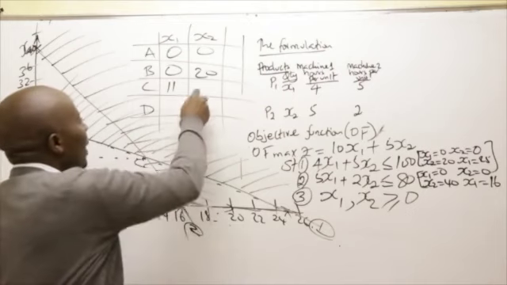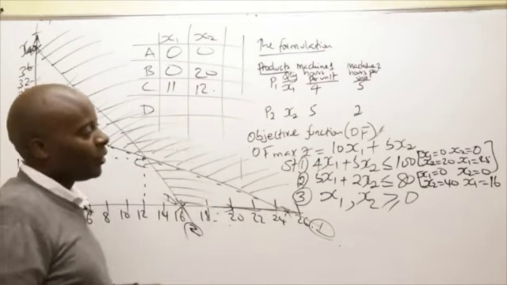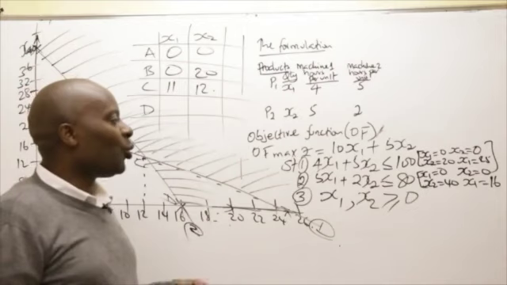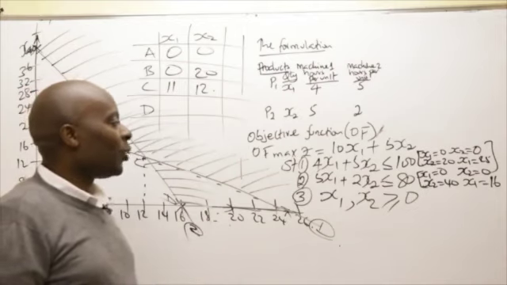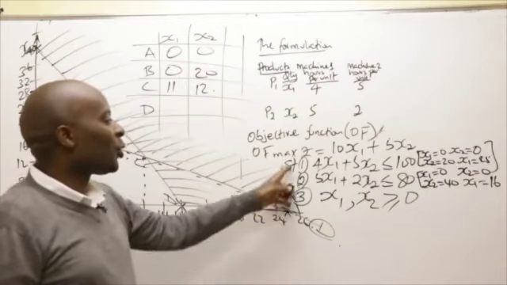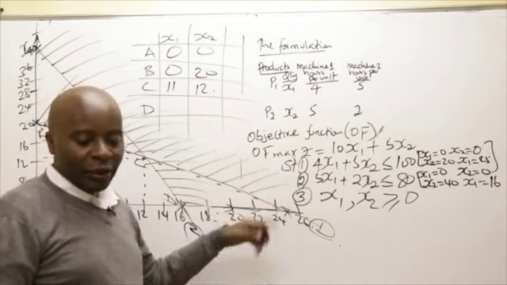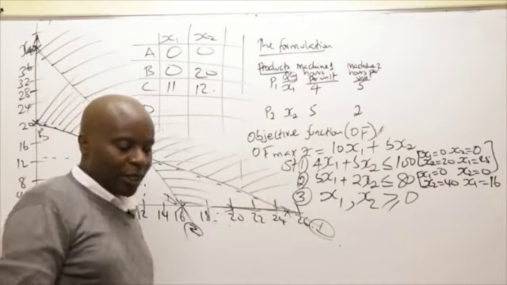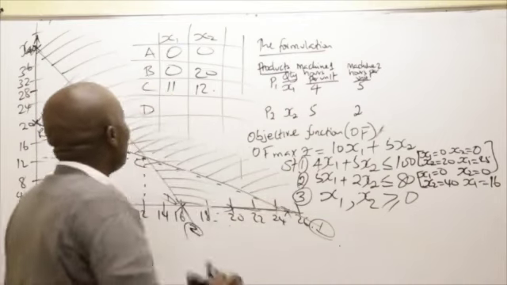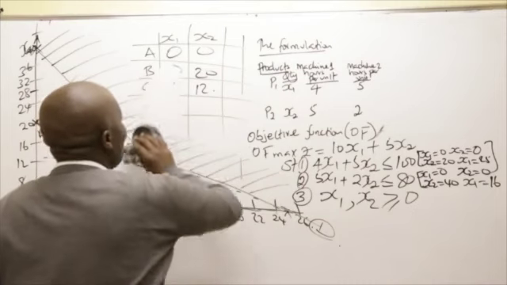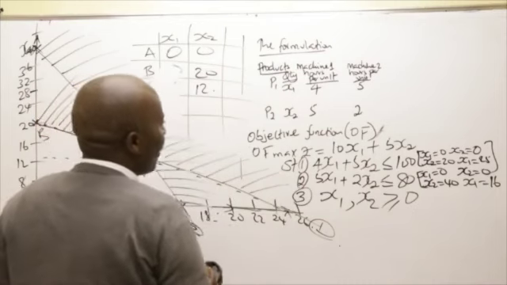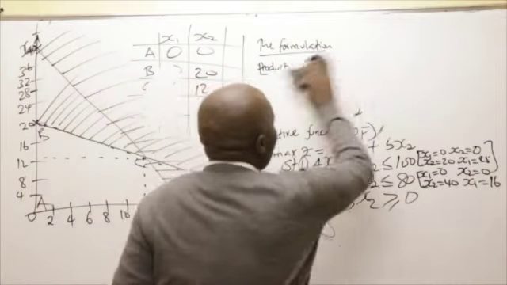And then x2 is supposed to be what here? 12. What we could do is to solve. You can just try solving these two equations simultaneously. If you can, just come and solve the two equations simultaneously.